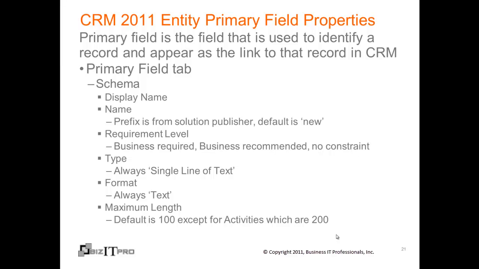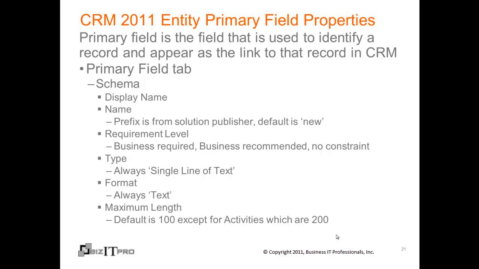The other thing that we have to be cognizant of in CRM 2011 entities is the primary field properties. The primary field is the field that's used to identify a record and appear as the link to that record in CRM.